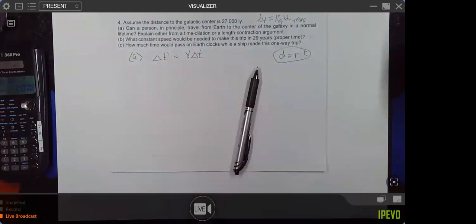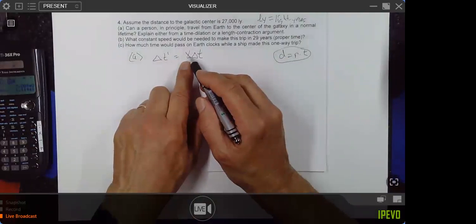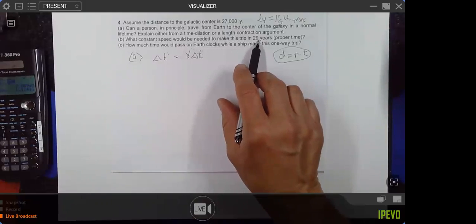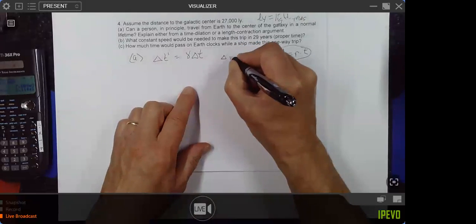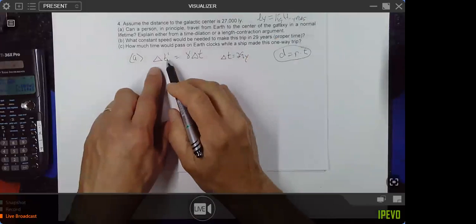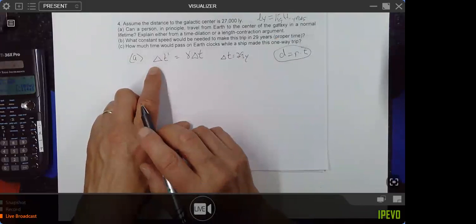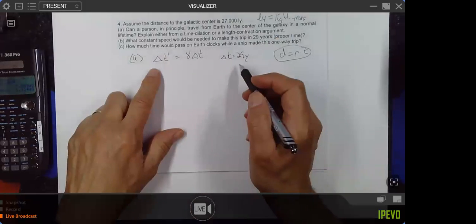I don't know. Anyway, can you in principle travel from the Earth to the center of the galaxy in a normal lifetime? Well, if you have a big enough value of gamma, you could. And let's see, what constant speed would be needed to make this trip in 29 years? That would be the proper time. So delta t is going to equal 29 years. Delta t prime is going to be about 27,000 years, because this thing's going to be going very close to the speed of light. So we can figure out what that happens to be.